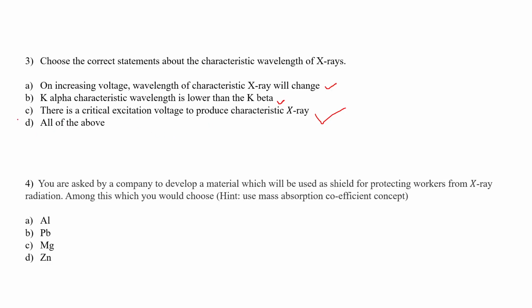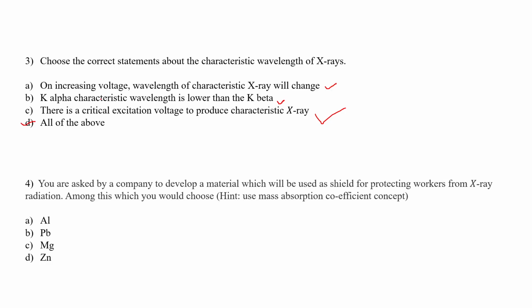According to this, option D, that is all of the above statements are correct, which says that as we increase the voltage, the wavelength will change. The K alpha radiation will have a lower wavelength as compared to K beta, and there is a critical excitation voltage which is used to produce your characteristic X-rays. So all the statements are correct. So option D is the correct answer for this question.